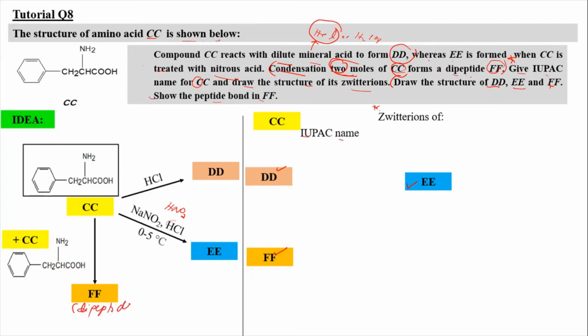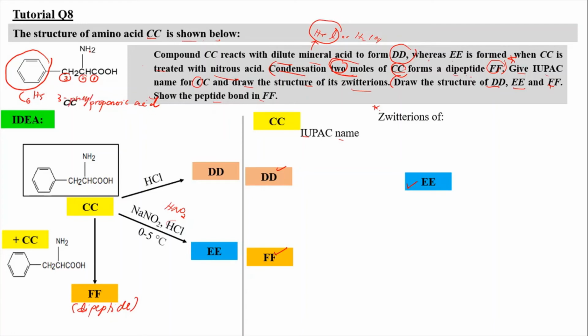Okay, so by understanding this idea, we're going to answer the questions once again. So for CC, we have to give the IUPAC name. So the IUPAC name for this structure here, we're going to do the naming starting from the carbon of the carboxylic group. So we're going to have 1, 2, and 3 here. Okay, so 1, 2, 3 refers to the propanoic acid. Okay, and at carbon number 3, it is attached with the phenyl group, which is C6H5. So it's going to be 3-phenyl propanoic acid.